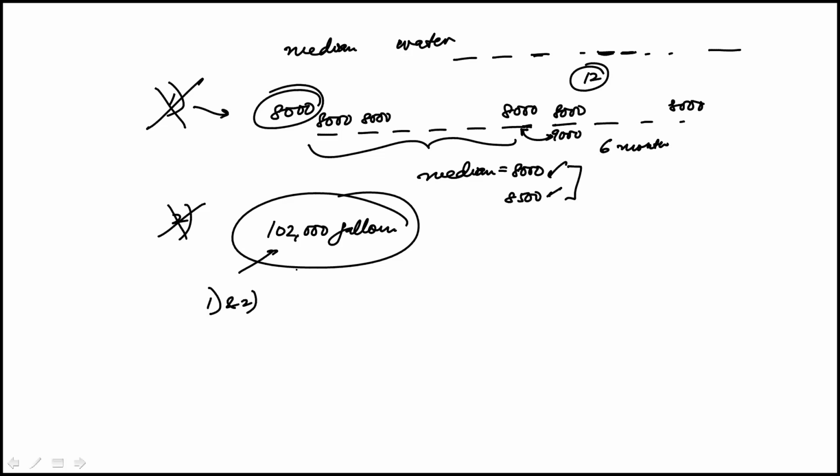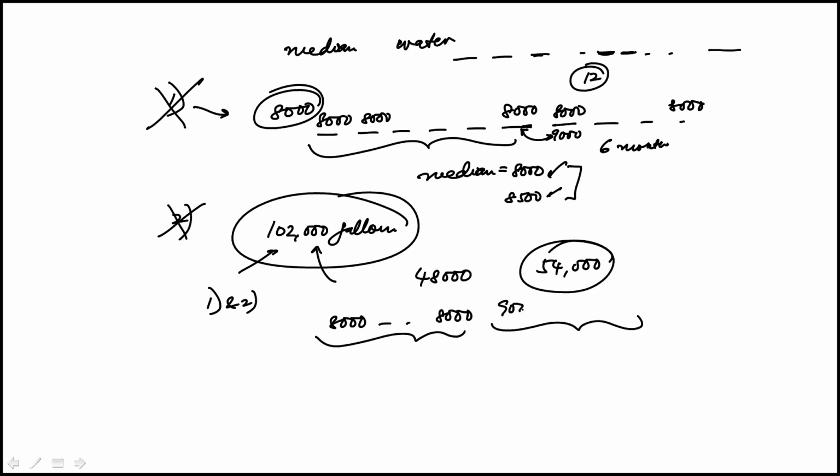If I combine 1 and 2, I know the first 6 months collectively used 48,000. If I subtract that from 102,000, I have 54,000 left. And so I can again create 2 different scenarios. You'll notice that my example of 8,000 for the first 6 and 9,000 for the remaining would also satisfy that, because 9 times 6 is 54. In this case, the median is 8,500.